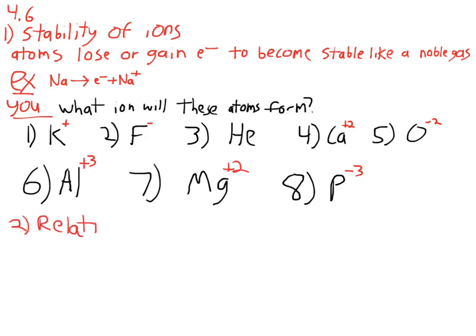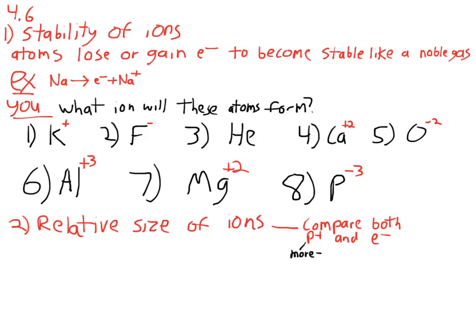Next thing we're going to compare is relative size of ions. To do this, you need to compare both the number of protons and the number of electrons. When an ion has more protons, it becomes smaller, because the extra protons don't make the atom any bigger, because the nucleus is like 10,000 times smaller than the whole atom. So adding a proton is insignificant, but it does have a hefty charge, so it attracts the electrons of the atom more, draws electrons in, makes the atom smaller.